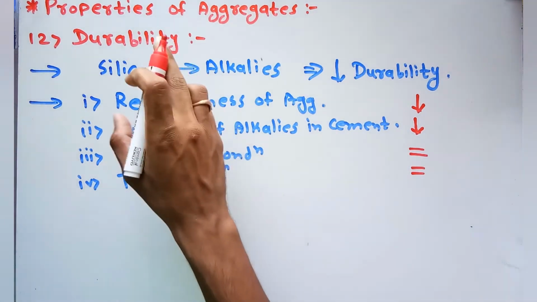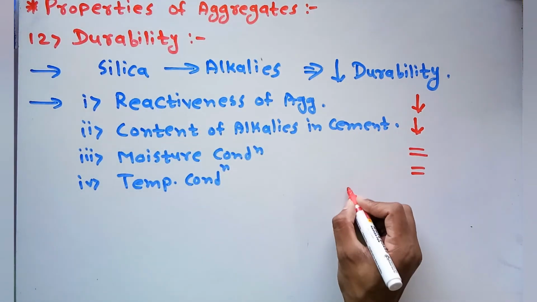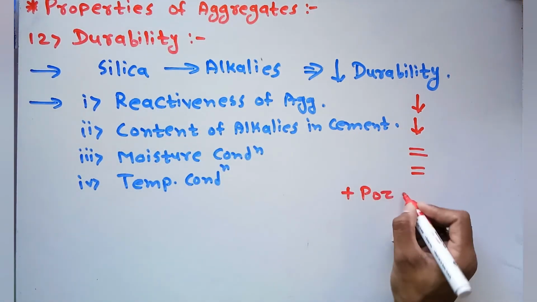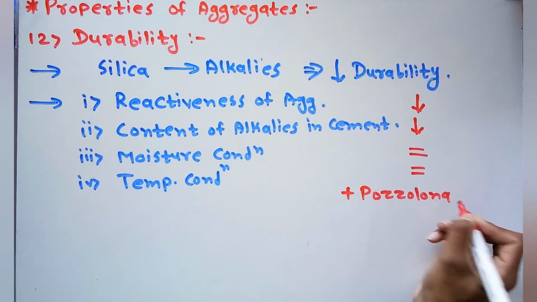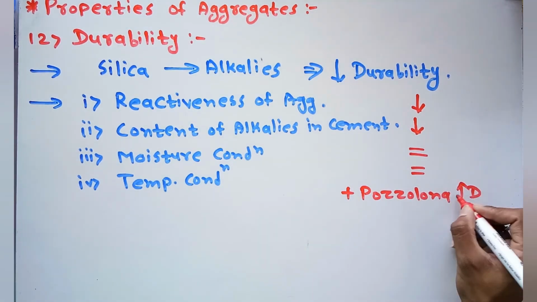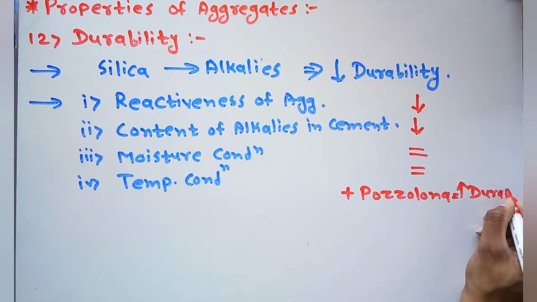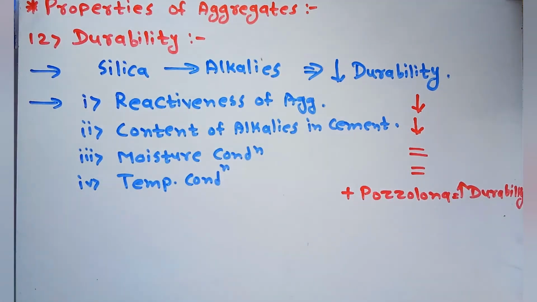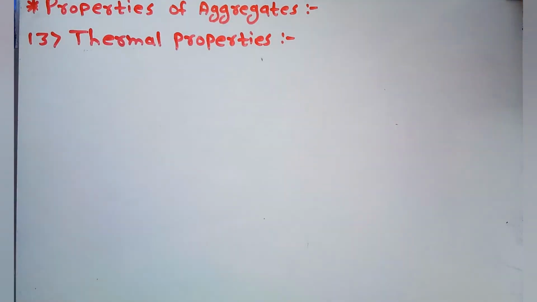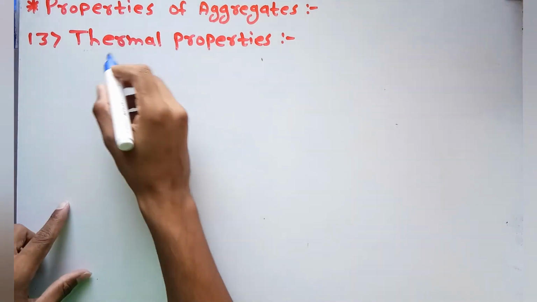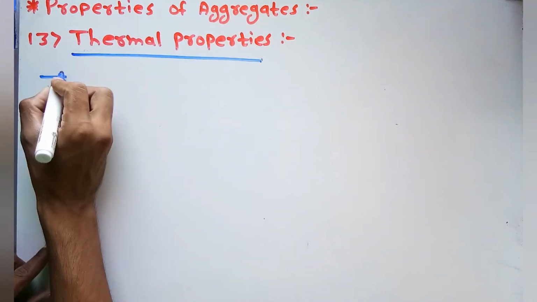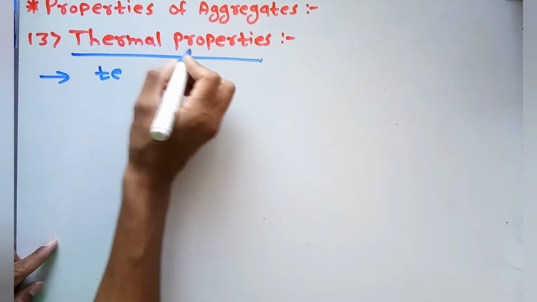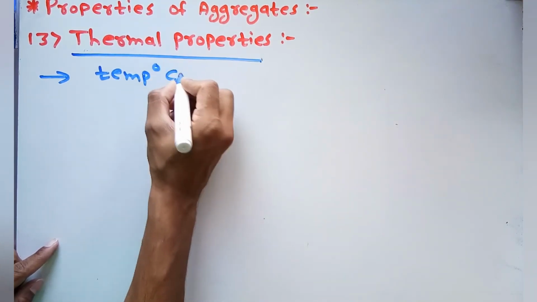So in this way we can achieve the durability, and along with that, the addition of pozzolana increases the durability. So these measures can be taken to increase the durability. So this is all about the durability property. Then our next property is thermal properties. In the thermal properties, we deal with the temperature conditions.